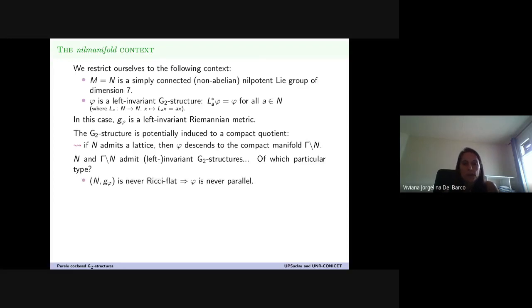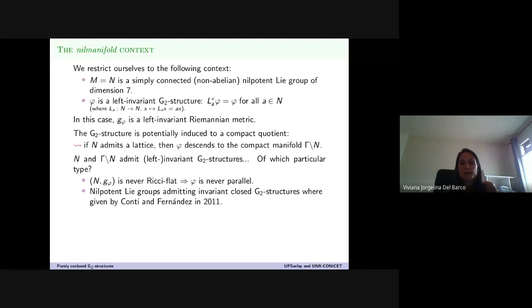Well, first of all, these manifolds are never Ricci flat. This is known already by the famous paper by Milnor. So we don't have parallel G2 structures. So the general case is not going to work here. So we can restrict to the other, less restrictive cases.